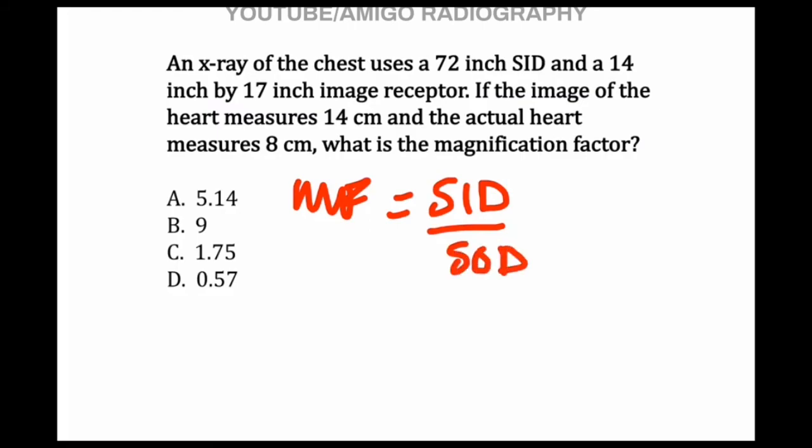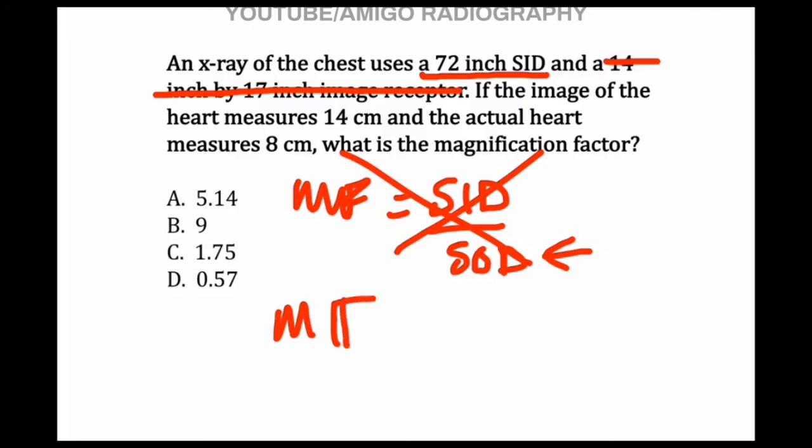So the first magnification factor formula we looked at was SID over SOD, and we would be tempted to use this one because we are given the SID, which is 72 inches. But we are not given anything related to the SOD. These next numbers here, the 14 inches by 17 inches, all refer to the image receptor. The other numbers refer to the object size and the image size. So this formula is not helpful to us in this problem, but we still can calculate the magnification factor. Remember, there is a second magnification factor formula, and that is equal to the image size over the object size.